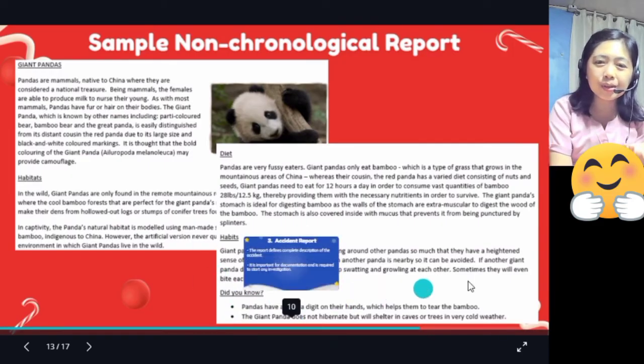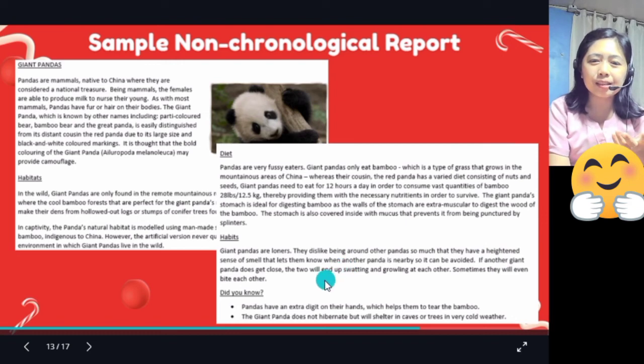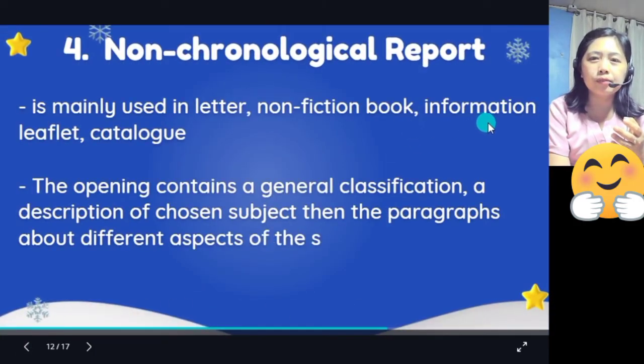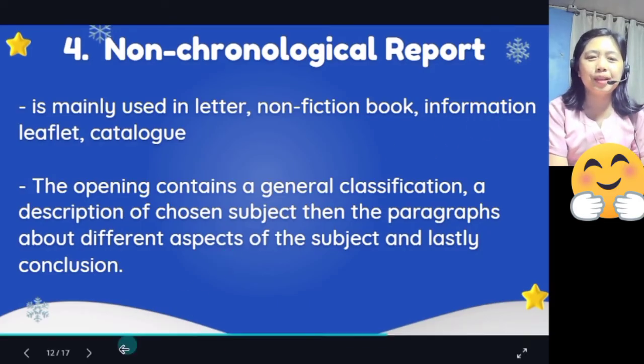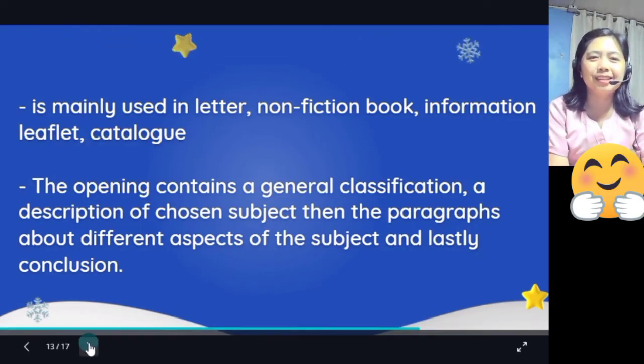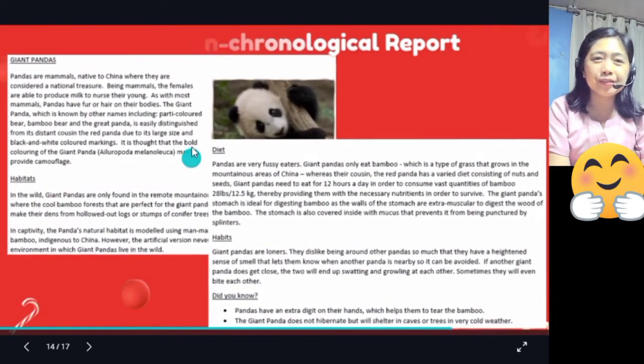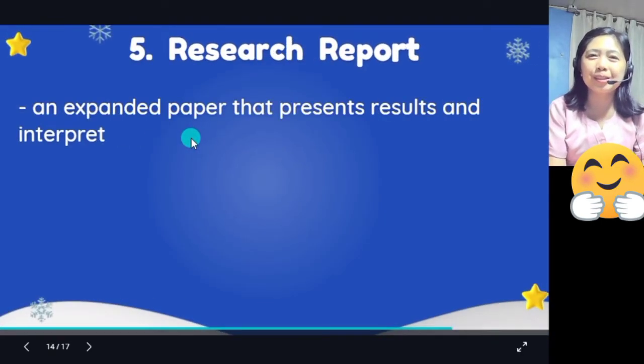Okay, did you know pandas have an extra digit on their hands which helps them to tear the bamboo? Okay, additional information. So, simple lang no? Okay siya. So ginagamit siya sa tawag nga information leaflet, about pandas. Okay, and we're down to our fifth type of report, which is our favorite.